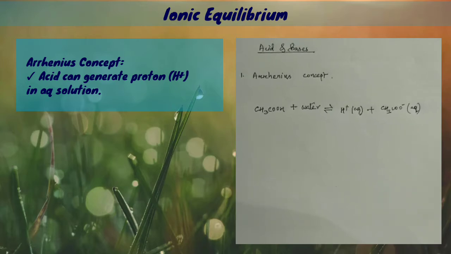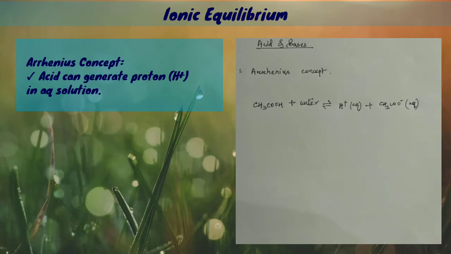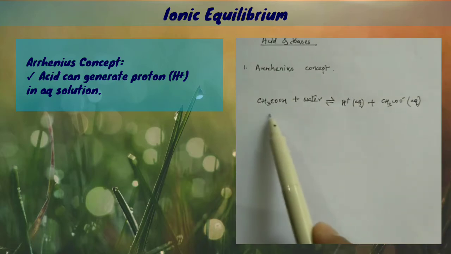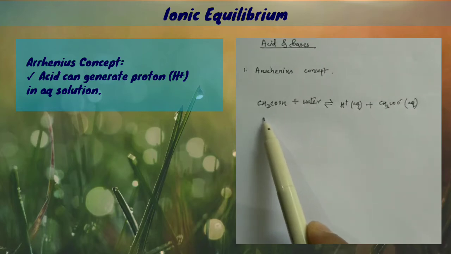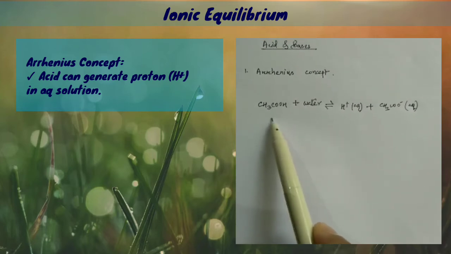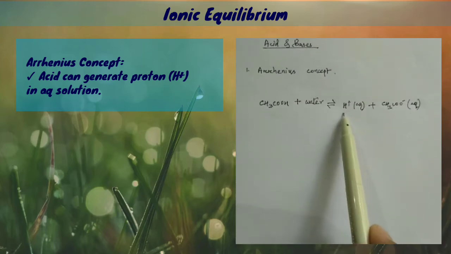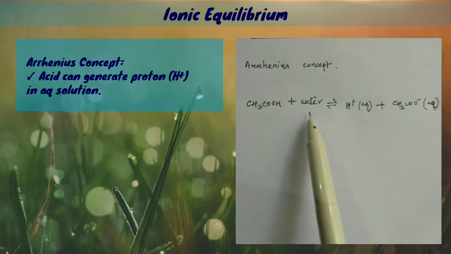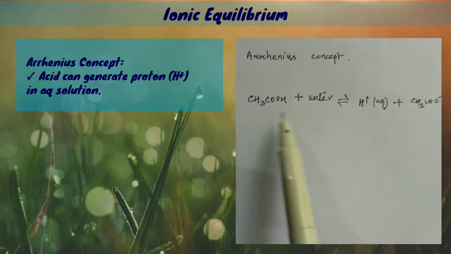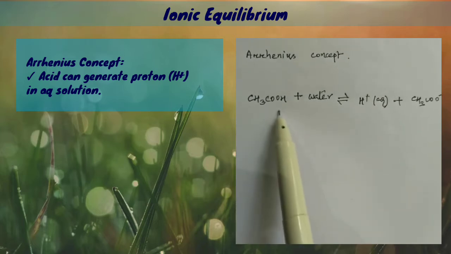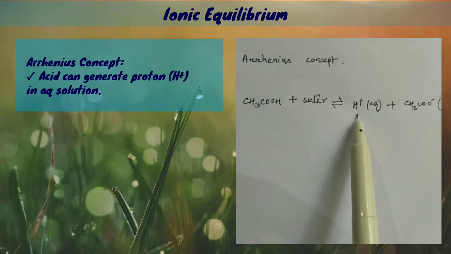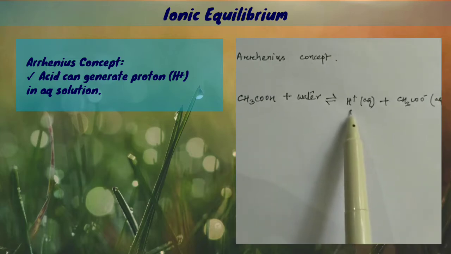The first concept comes from Arrhenius. According to the Arrhenius concept, an acid is a substance that dissociates to give hydrogen ions, H positive ions, when dissolved in water. When an acid dissolves in water, it gives H positive ions, that means hydrogen ions.